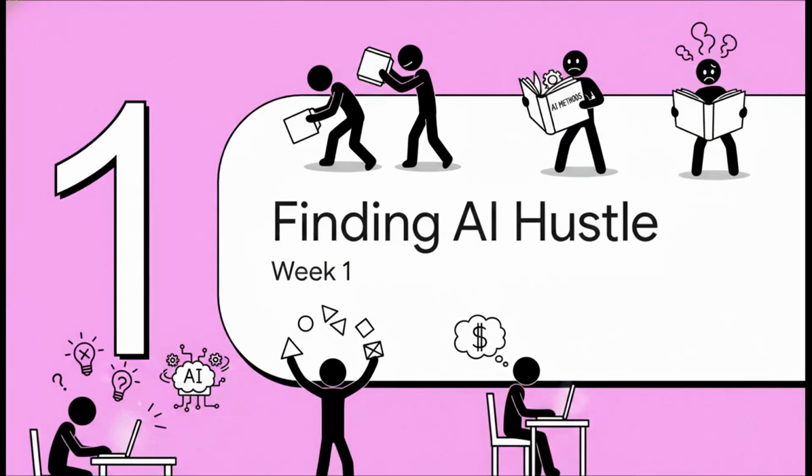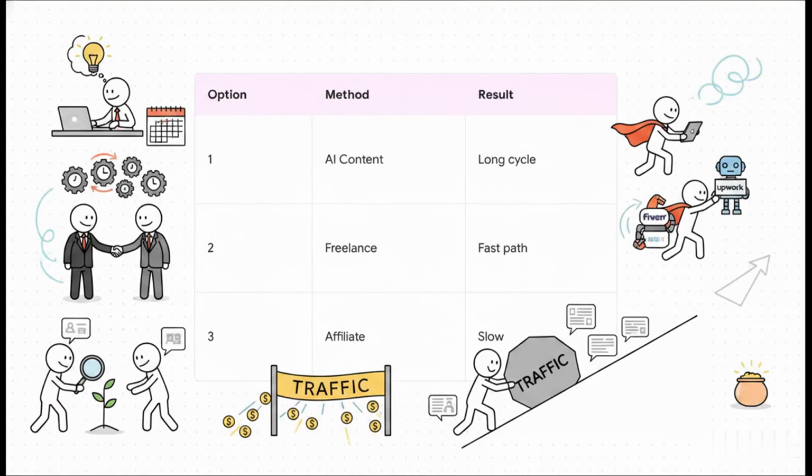All right, Section 1, finding the right AI hustle in Week 1. Let's dive into this. Week 1 was really all about research and, honestly, a little bit of failure. I actually tested out 3 different AI-powered income methods that literally anyone can start for free. Option 1 was creating AI-written content for small local businesses. Option 2 was offering AI-assisted freelance services on platforms like Fiverr or Upwork. And Option 3 was creating affiliate content with AI, like comparison articles and scripts.